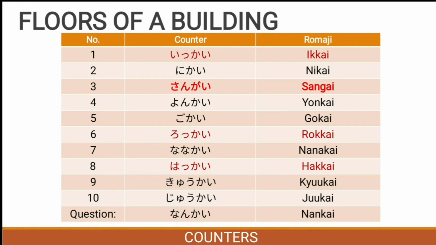Fourth floor, yonkai. Fifth floor, gokai. Sixth floor, rokkai. Seventh floor, nanakai. Eighth floor, hakkai. Ninth floor, kyukai. And 10th floor is jukai. So, ang interrogative din natin dito is nankai. Okay?